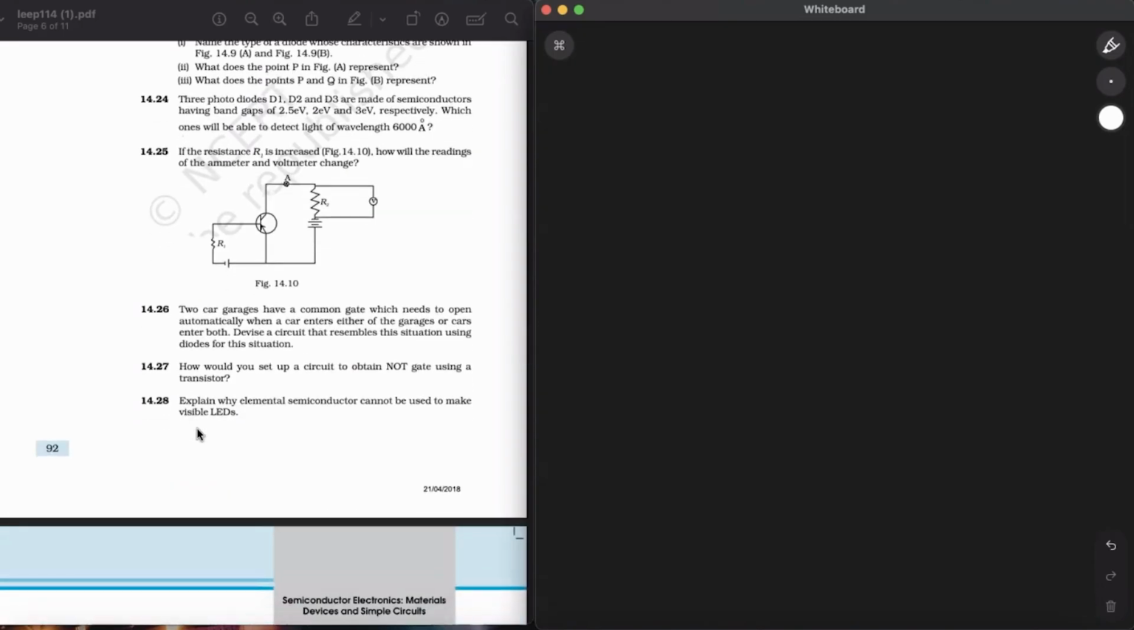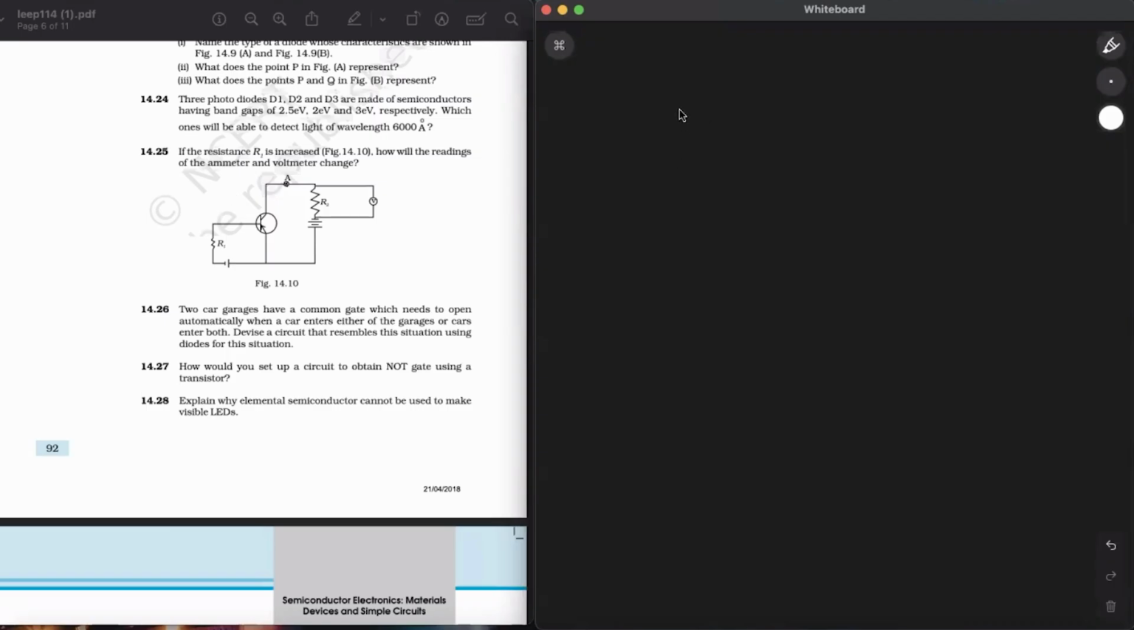Question number 26 says that two car garages have a common gate which needs to open automatically when a car enters either of the garages or cars enter both. Draw a circuit that resembles this situation using diodes. This is a very good, nice question, so I'll show you.